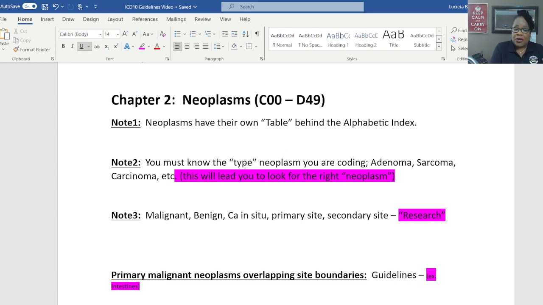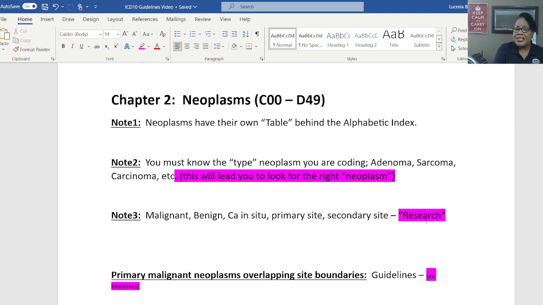And then based on the type, this will lead you to look up for the right neoplasm. So look up sarcoma first in your alphabetic index, and it'll tell you where to go on the neoplasm table. We'll talk about that a little more in just a minute. And then a note 3 that I wanted to add before we start reviewing the guidelines is there's a difference in benign, in malignant, benign, cancer in situ or carcinoma in situ, primary site, secondary site.